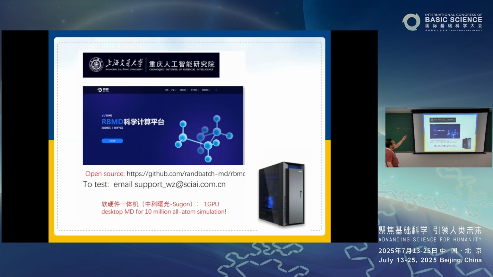Well, actually, in Chongqing, we have the Chongqing AI Institute where we have this software now, which is open source. If you're interested in using this software, you can use it. That's really state of the art. We also combine with some 中科曙光 hardware, G1 GPU. So now you can do desktop particle dynamics simulation with 10 million particles if you need to do this kind of scientific research.